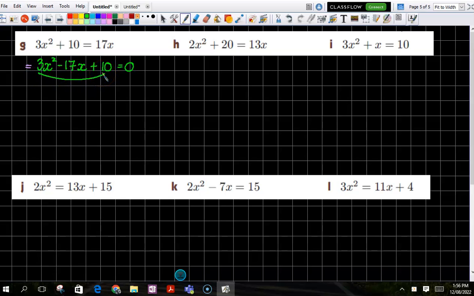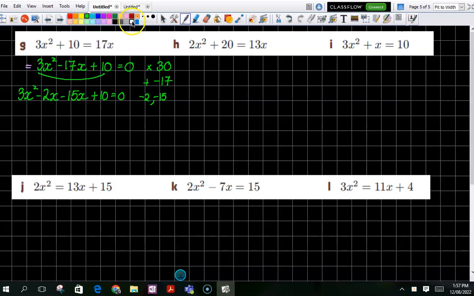So 3 times 10, we're looking at two numbers that multiply together to give you 30 but add up to be minus 17. So what are our factors of 30? You can list them all if you want to, but I'm going to go with 2 and 15. Negative 2 times negative 15 gives me positive 30, and negative 2 plus negative 15 gives me minus 17. So we rewrite this now. We can say that this is the same as 3x squared take 2x take 15x plus 10.